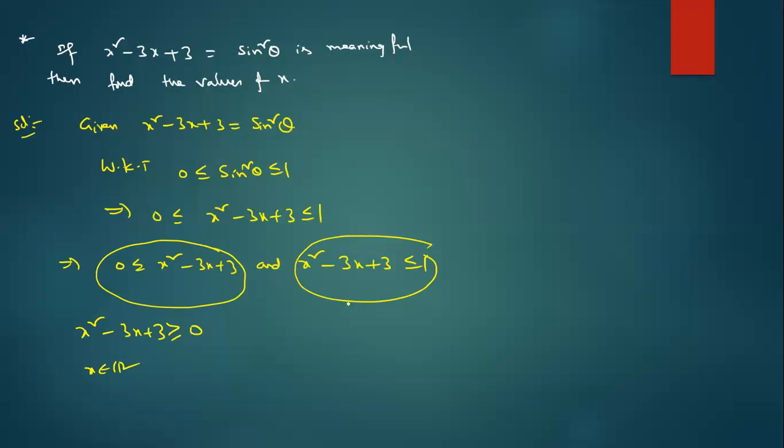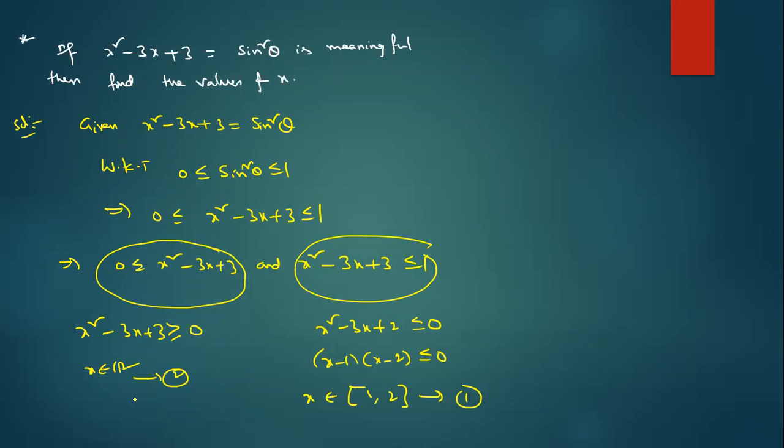What about the other case? So x minus 1 into x minus 2. What is the meaning coming here? Closed interval 1 comma 2. This is 1, this is 2. So what is the common solution for these two cases? Common solution is 1 comma 2. That is the answer. Check it. Closed interval 1 comma 2. Take any value, those values always lie between 0 and 1.